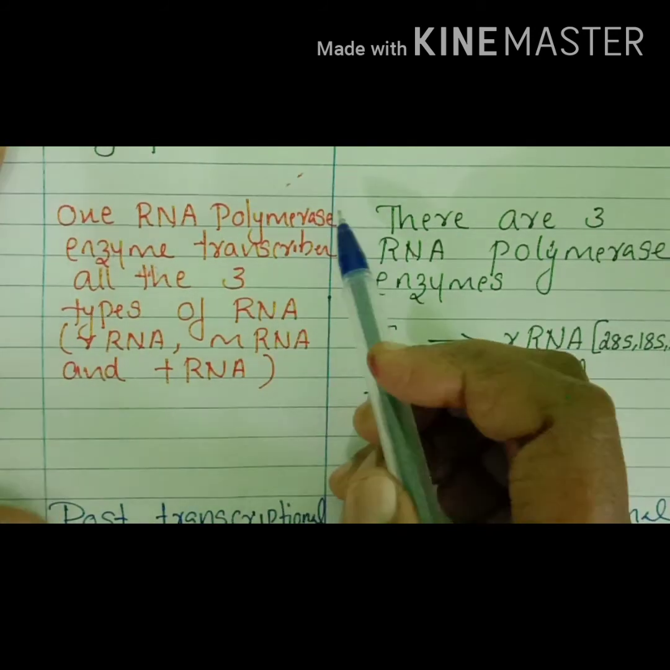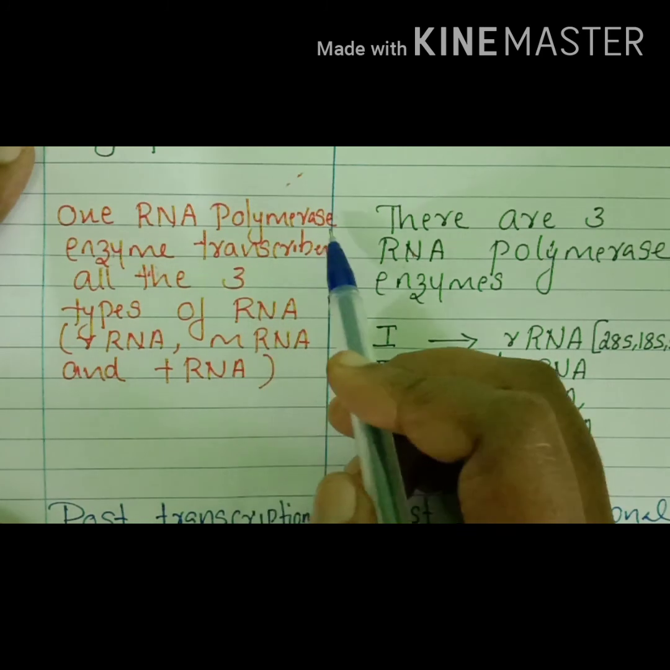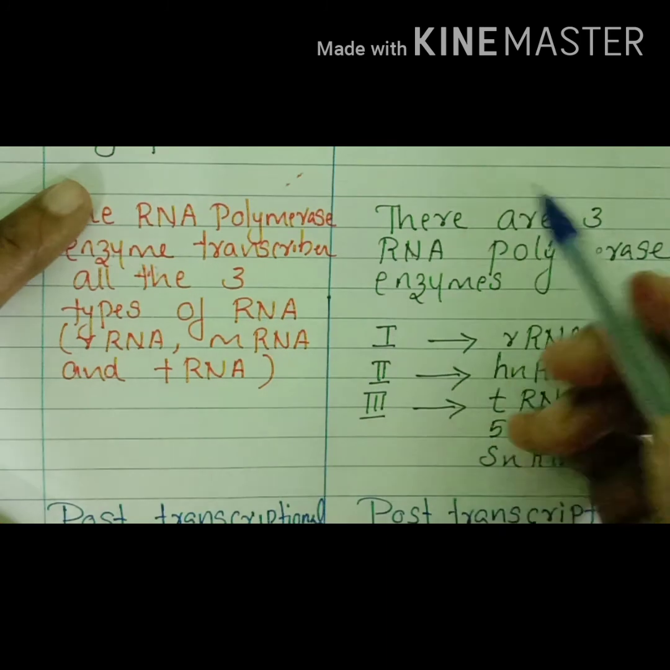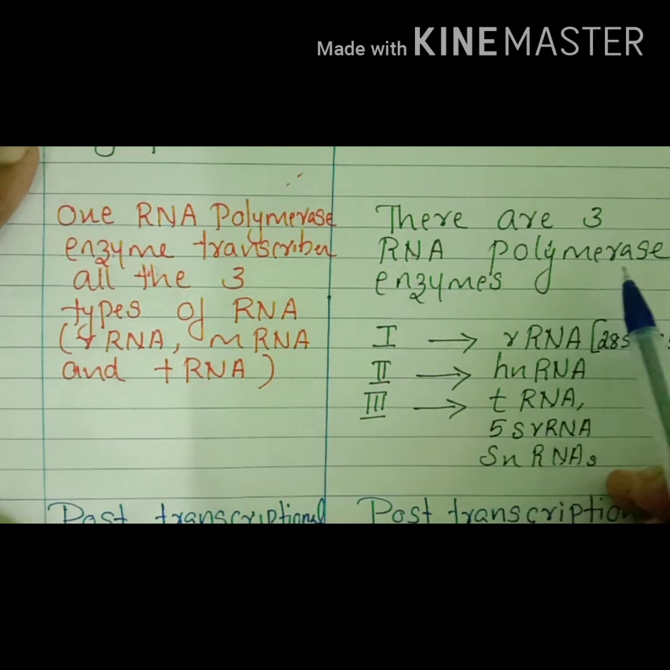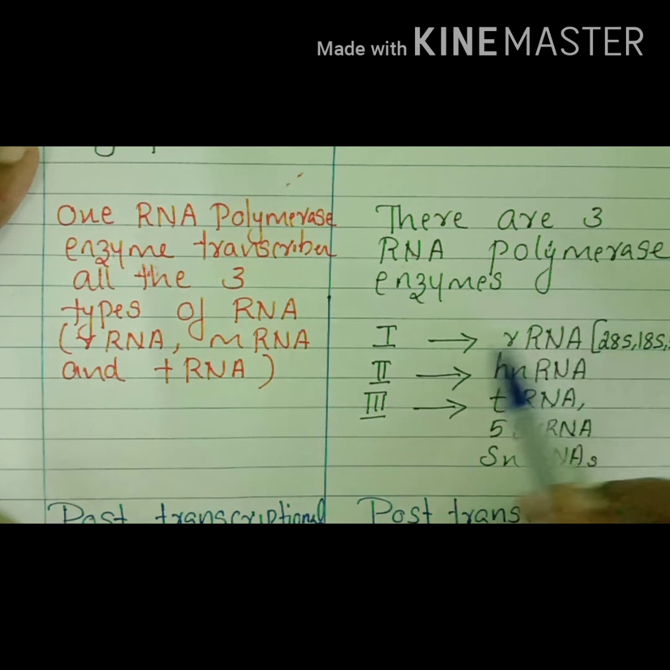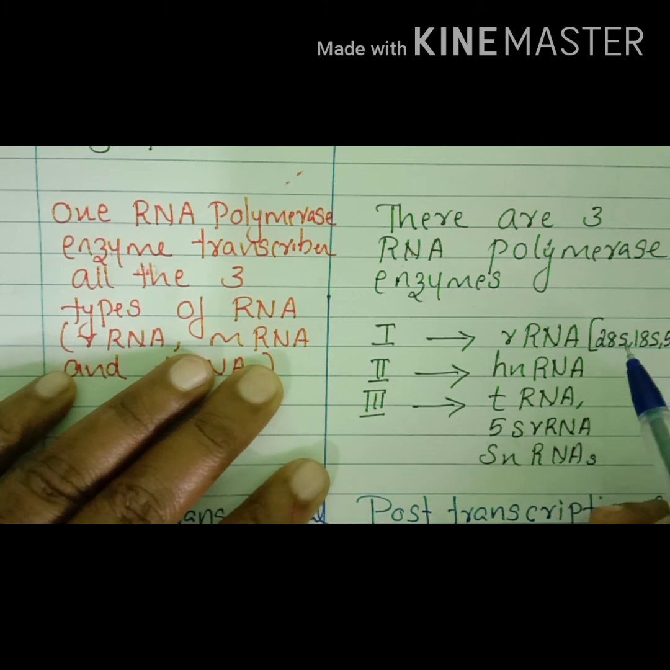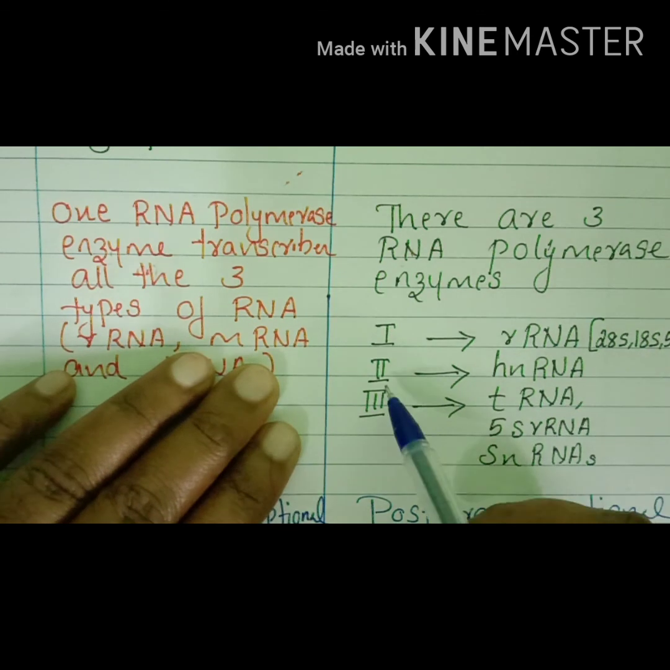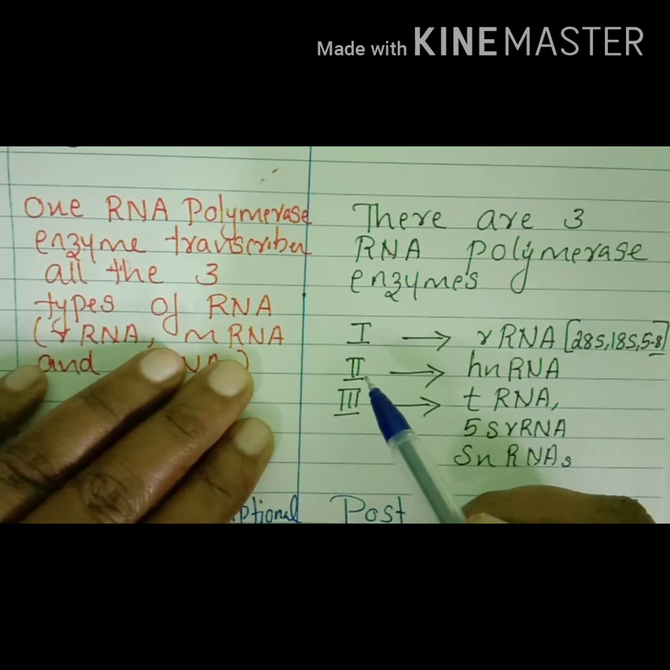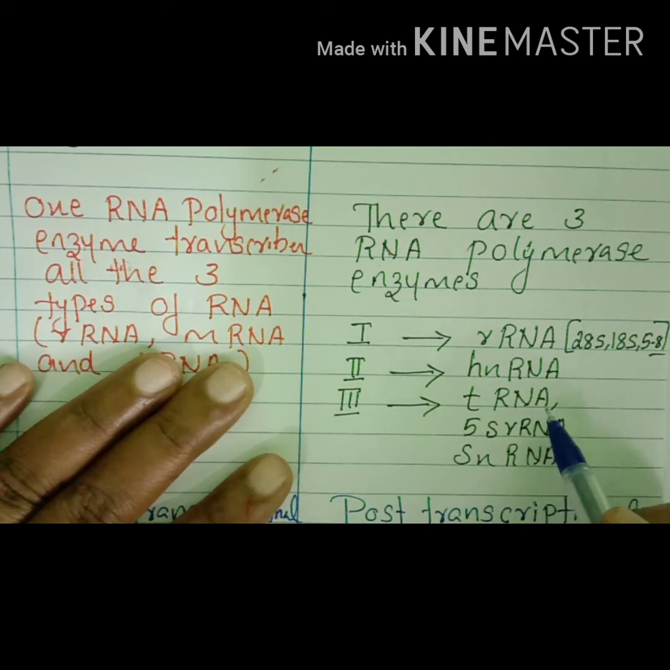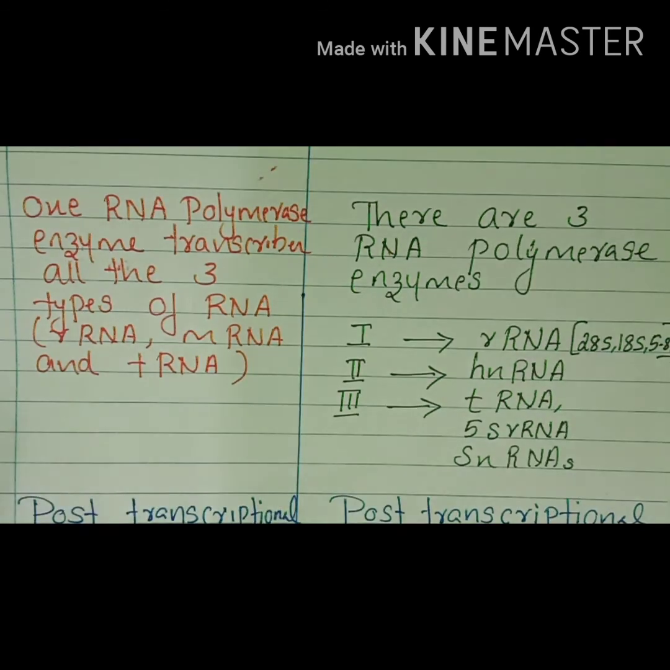Then come to the second difference. In prokaryotes, only one RNA polymerase enzyme is used for the transcription of 3 types of RNAs. But in the case of eukaryotes, 3 types of RNA polymerase enzymes are used. RNA polymerase 1 transcribes rRNA. What are the different types of rRNAs? 28S, 18S and 5.8S. RNA polymerase 2 transcribes hnRNA, which is a precursor of mRNA. And RNA polymerase 3 transcribes tRNA, 5S rRNA and snRNA. So that is about the second difference.